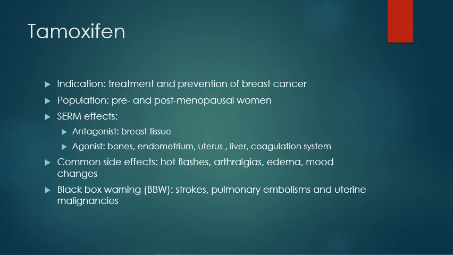Common side effects related with tamoxifen are hot flashes, arthralgias, edema, and mood changes. With tamoxifen, there's a black box warning for strokes and pulmonary embolisms, and you'll see that that's because of the agonist effect in the coagulation system. It makes it a prothrombotic agent, as well as uterine malignancies. And again, this is because of that agonist effect in the uterus.